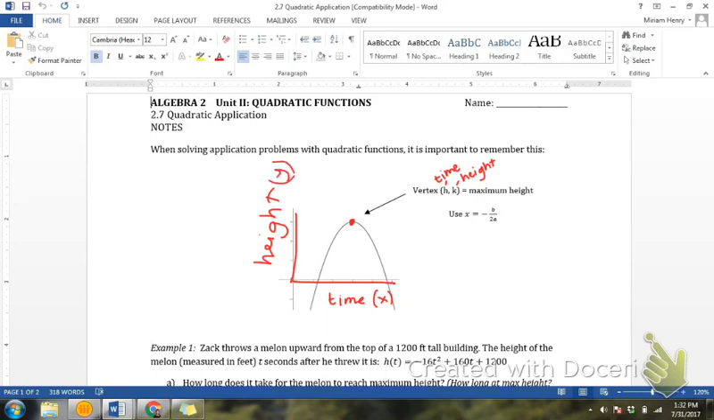is your height. So we're looking for these words, maximum height. Whenever you see maximum height, you should be thinking, that's the vertex. Okay? Anytime you see the words maximum height in your story problem, you should see maximum height and the vertex.